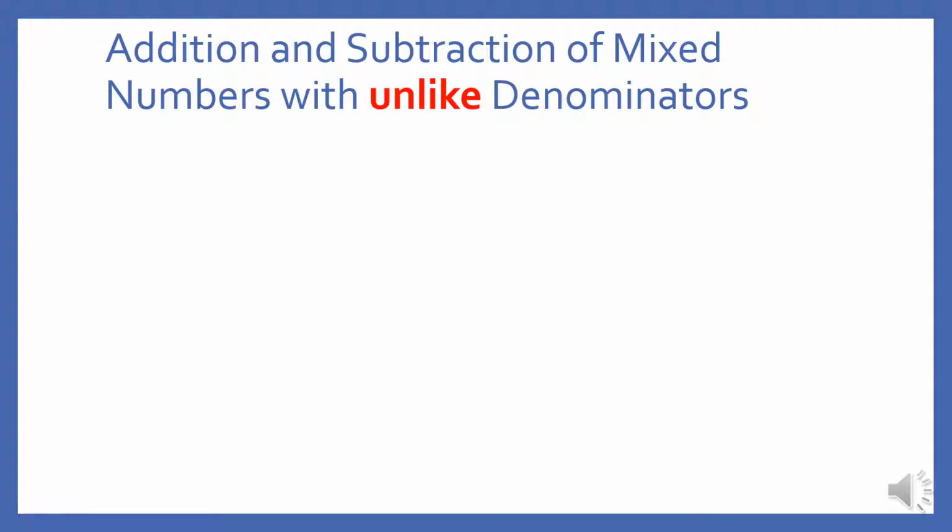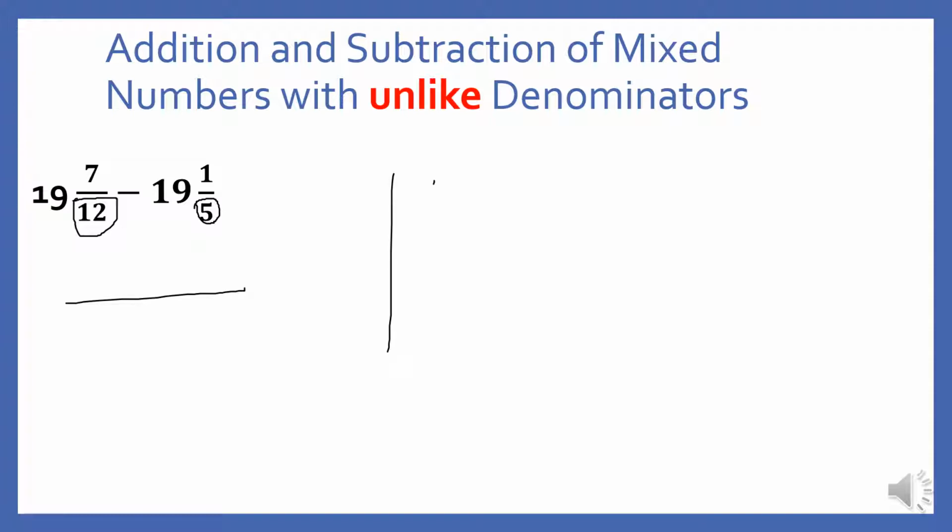Now we're going to add and subtract mixed numbers with unlike denominators, denominators that are not common. All right, so here we have 19 take away 19, that's going to give us 0. And what do we have here? We don't have common denominators, so we need to find the LCM of 12 and 5. So quickly to our work in color, we have 5 and 12. So we're going to use 5 first. 5 can go into 5 one time. Could 5 go into 12 without a remainder? No. Writing back my 12.